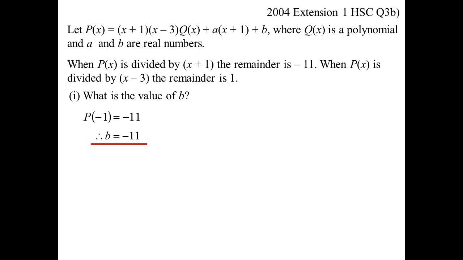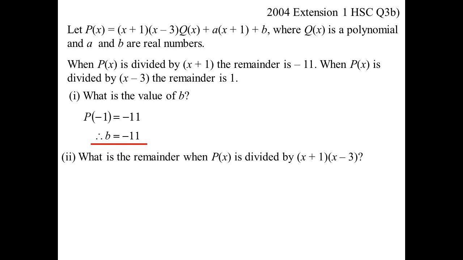Now that was the logical one to pick here, because had I put in positive 3, I would have gotten 4A, wouldn't I? So I wouldn't have got B straight away. Made more sense to use the negative 1 over there. Okay, so what is the remainder when we divide it by this quadratic? Okay, well now I'm going to use the other bit of information. Polynomial 3 is 1. So now I go, oh well, 4a plus b is 1. But we just worked out b. So therefore I can work out a is 3.